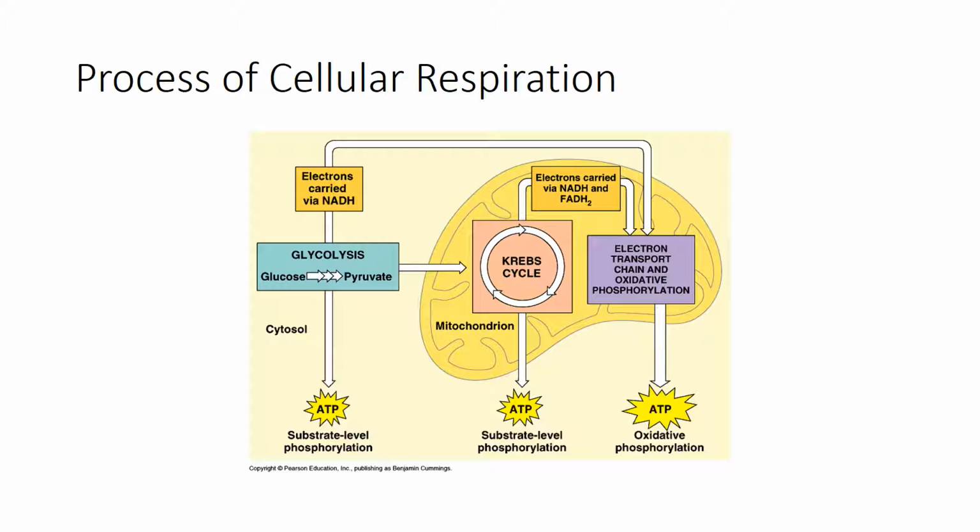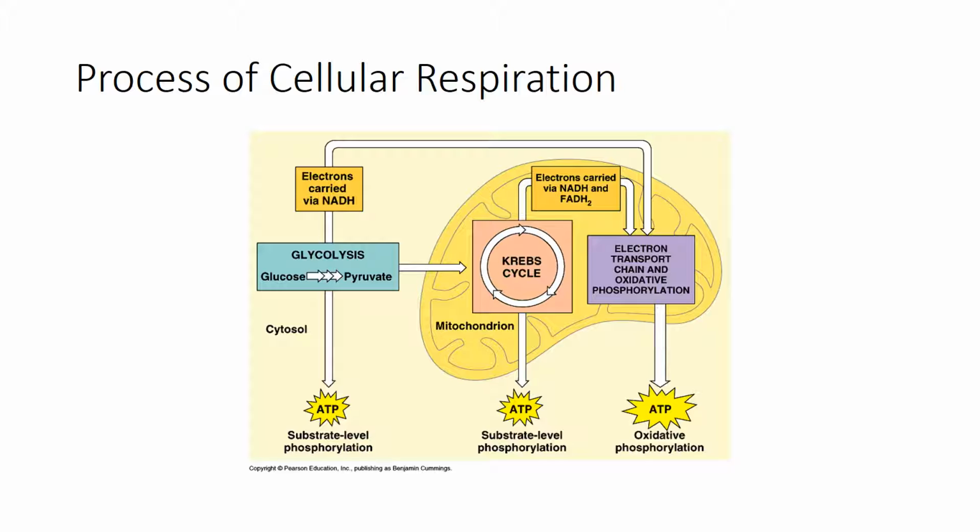Do notice that glycolysis and the Krebs cycles both use substrate level phosphorylation to make some ATP, whereas the electron transport chain uses oxidative phosphorylation. Okay, and as I said earlier, the substrate level phosphorylation, or SLP, only produces a small amount of ATP, whereas oxidative phosphorylation is going to produce a whole lot of ATP. And also do remember that glycolysis occurs in the cytoplasm of the cell. It does not involve the mitochondria. It does not require oxygen.